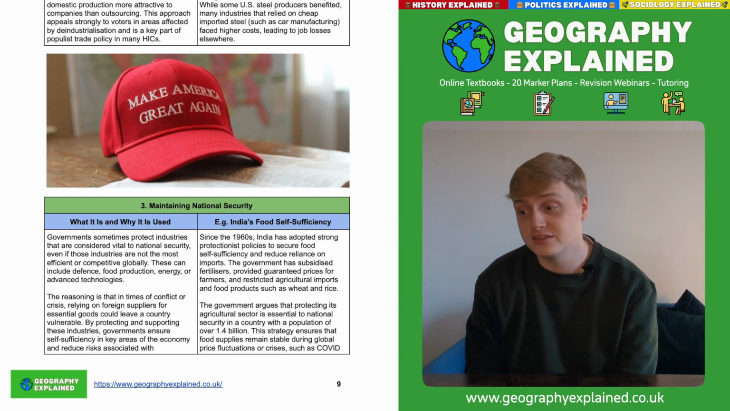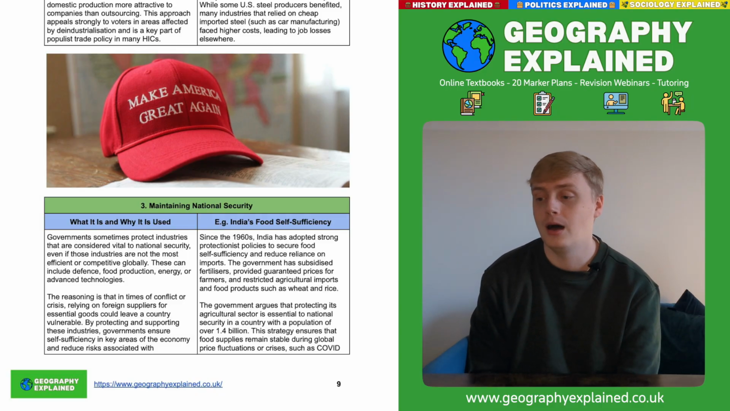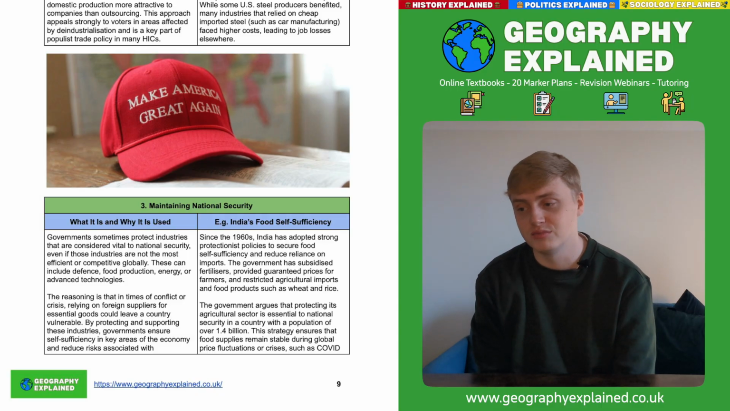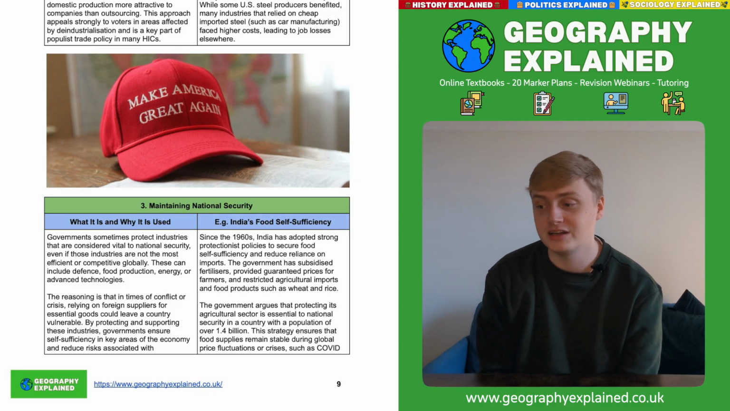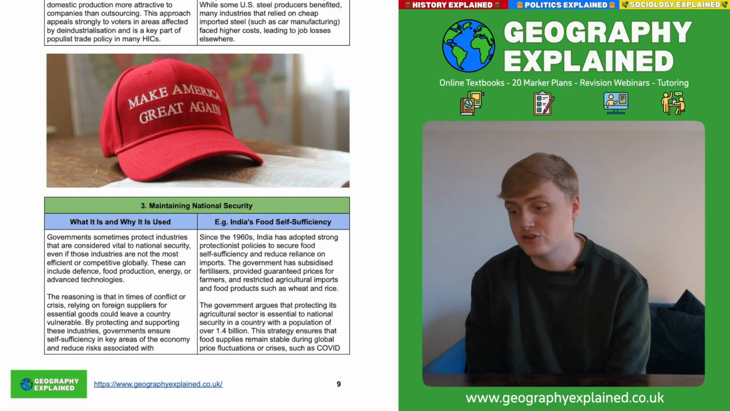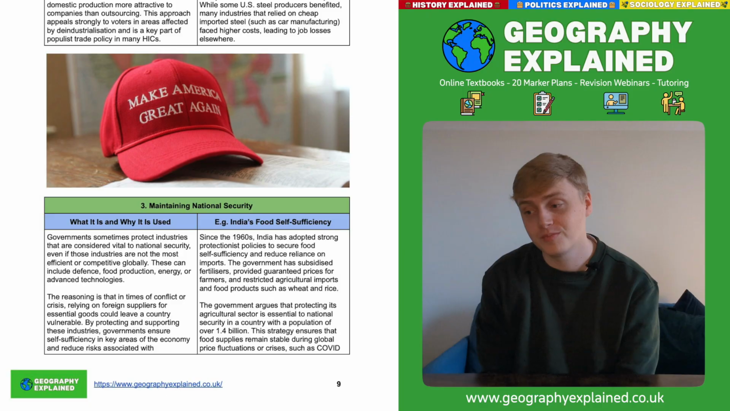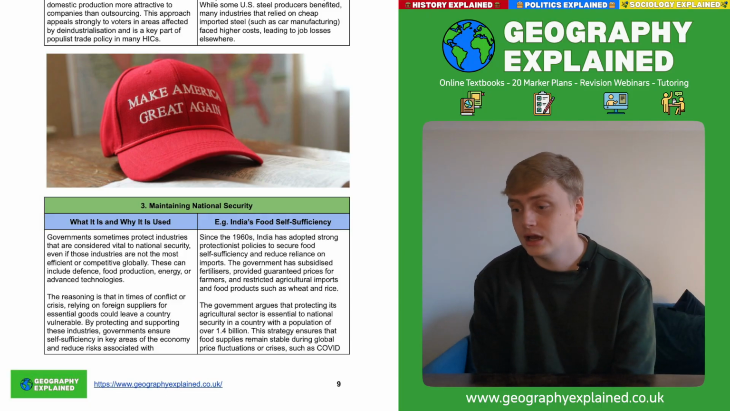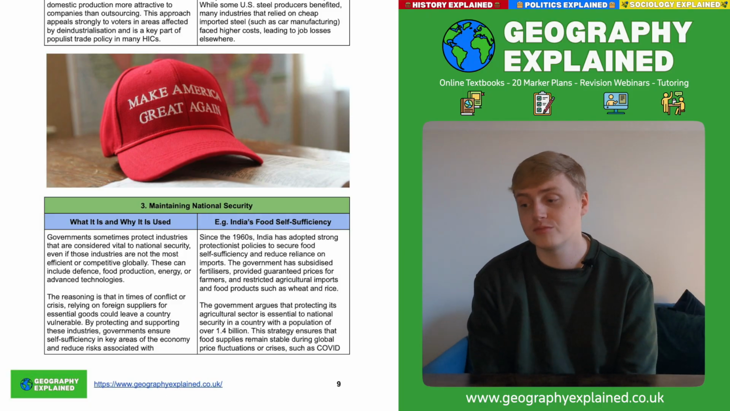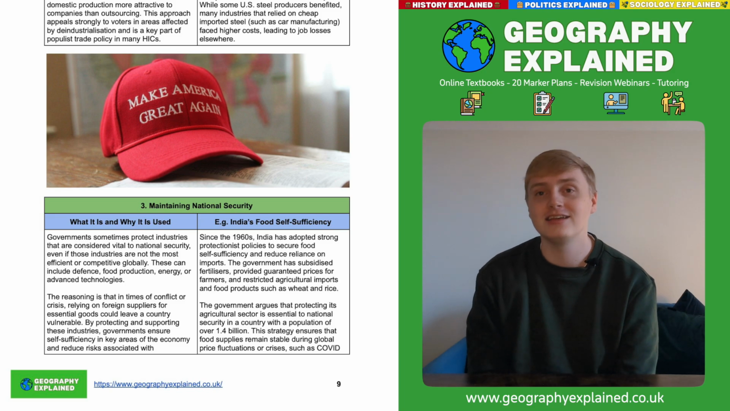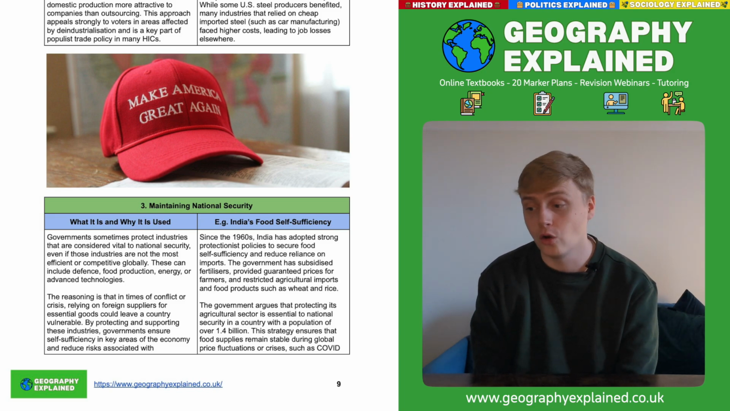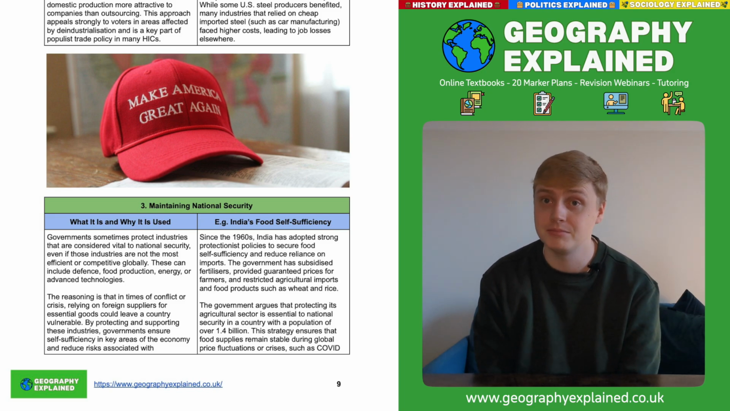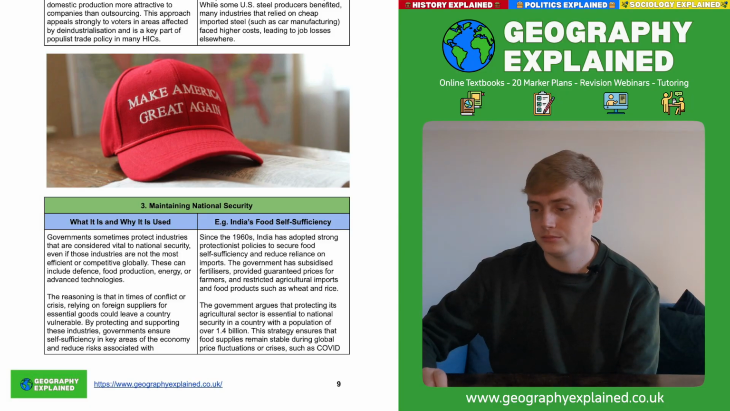India is a really good example of this. It's adopted strong protectionist measures to secure food self-sufficiency and reduce reliance on imports. The government has subsidised fertilisers, provided guaranteed prices for farmers, and restricted agricultural imports of food products such as wheat and rice, because the government argues that protecting its agricultural sector is essential for national security when it's got over 1.4 billion people to feed effectively.